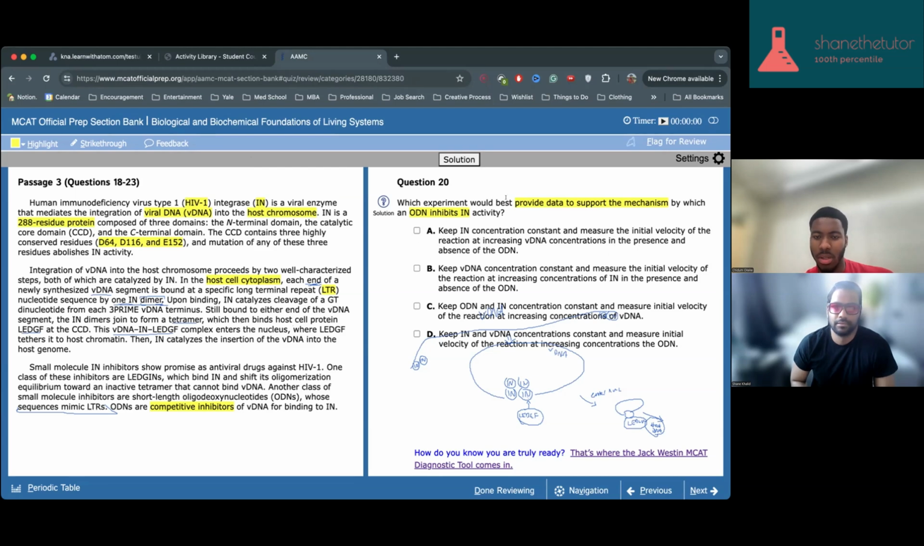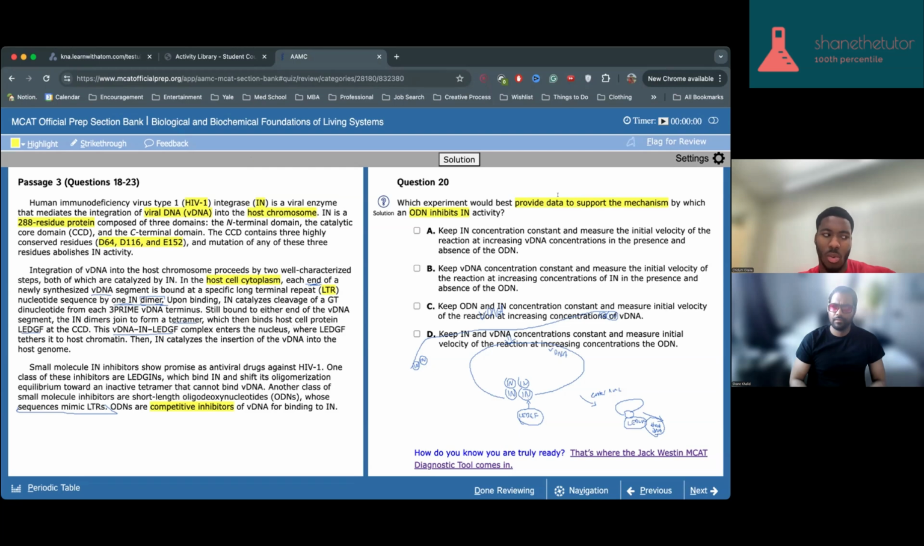I don't think it's immediately clear that I would mark that out. I think I would hold on to it just to see if others sound more fulfilling. B is keep vDNA concentration constant and measure the initial velocity of the reaction at increasing concentrations of IN in the presence and absence of the ODN.